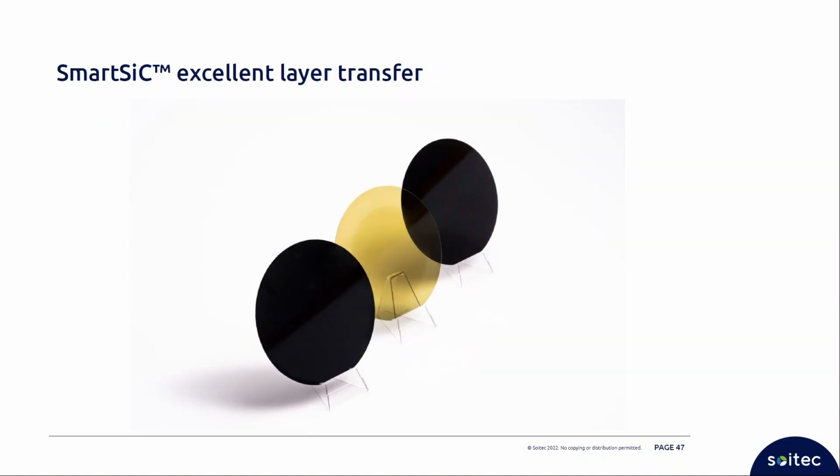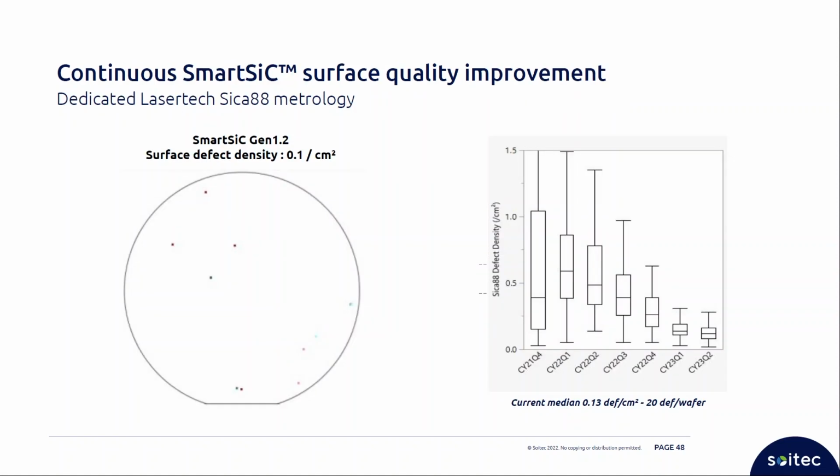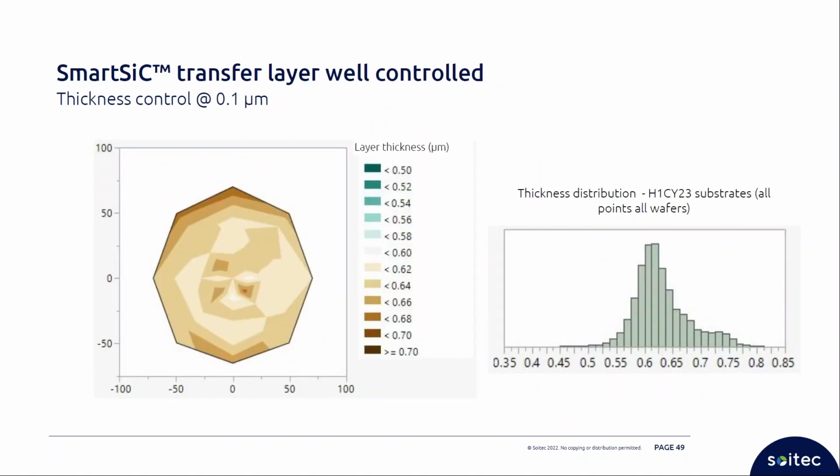Okay, a few data now on 6-inch. First, the pictures, like what is the SmartSiC wafer. Second, as I mentioned before, from quarter to quarter, surface quality improvement. So a wafer with 0.1 defect at 4 centimeters, and now the capability is in the range of 0.60.